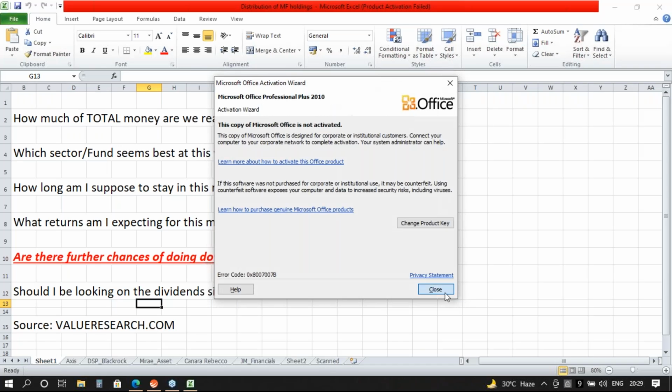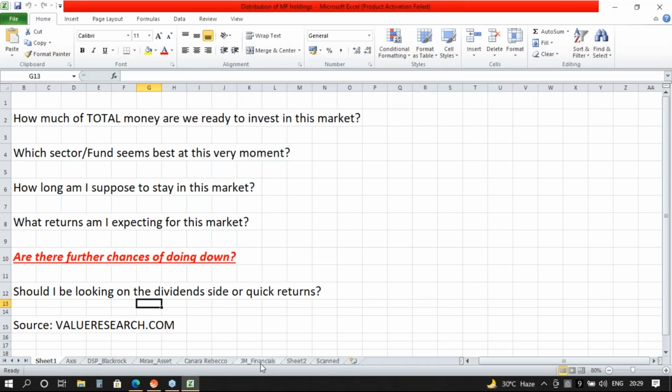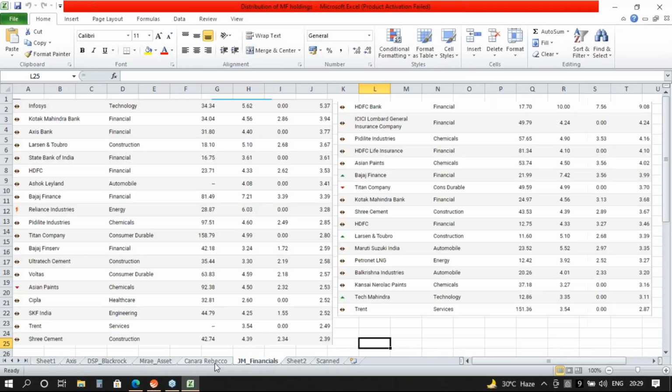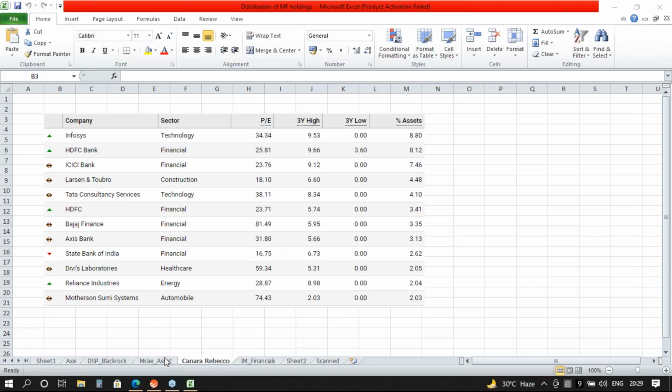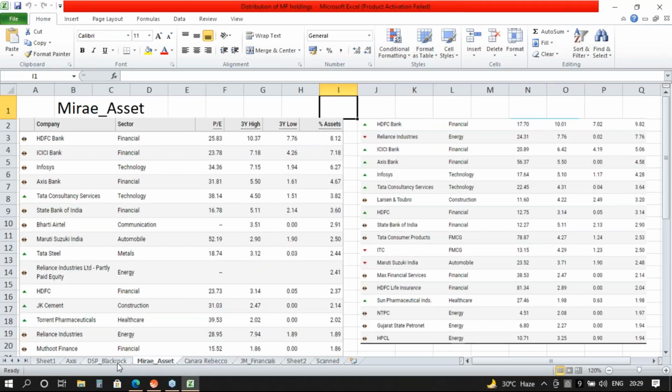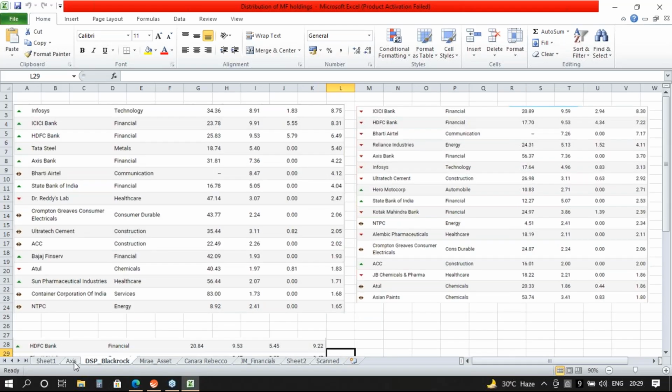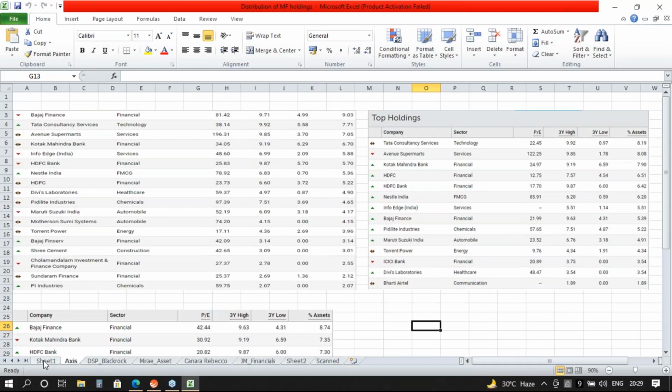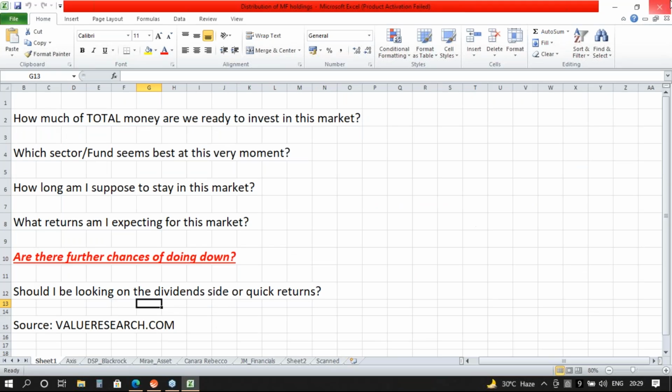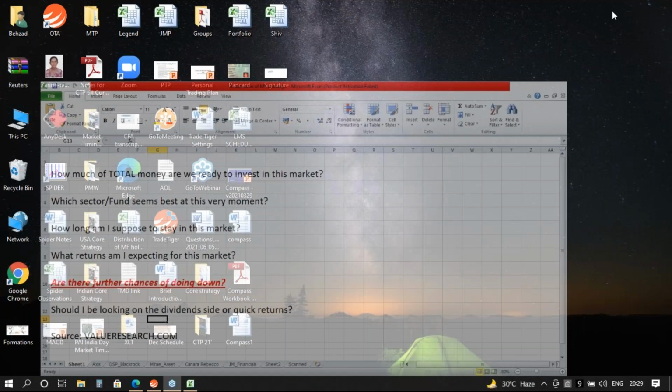Just as an example, let's say I'm investing with JM Financial, or Canara Robeco, or Mirae Asset, or SBI, or DSP BlackRock, or Bank of India, or Axis Bank, or whatever it is. My question to you is this.